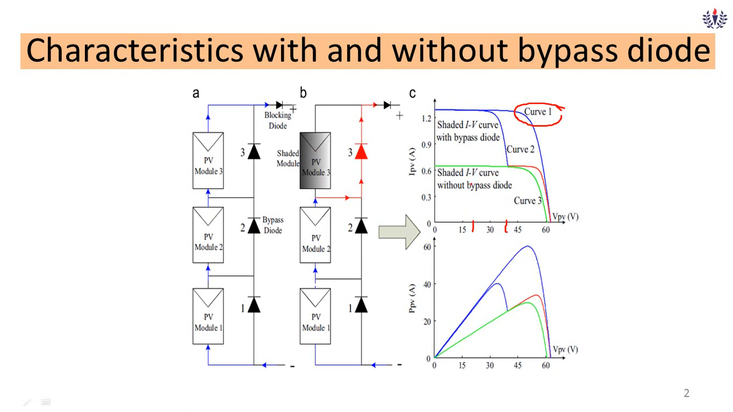That is the characteristic shown here in green color. I am just highlighting it here. You can see the corresponding PV curve also here. You can very well see this peak characteristic is completely reducing your maximum power. Now let me take the third case, with your bypass diode.